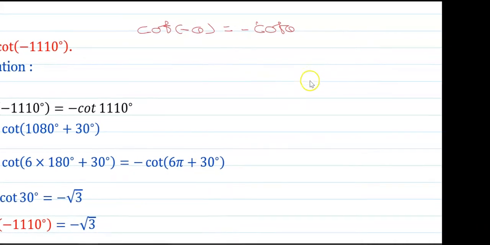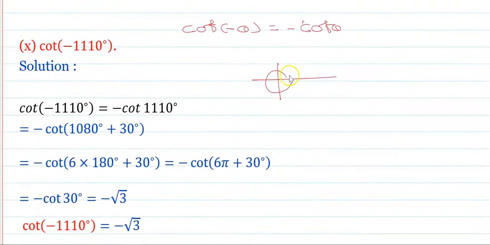Now see this here. 6 pi. This is 2 pi, 4 pi, and this is 6 pi plus 30. It is in the first quadrant. And in the first quadrant, all are positive. And therefore, again it is an integral multiple of pi plus theta or pi minus theta, so the function remains as it is. Cot remains cot. It is in the first quadrant. Therefore, cot of 30. Cot 30 is root 3, and hence cot of minus 1110 is equal to minus root 3, and hence the answer.